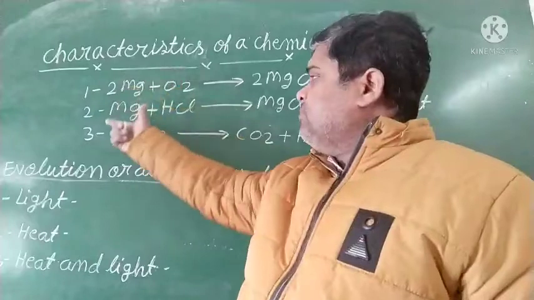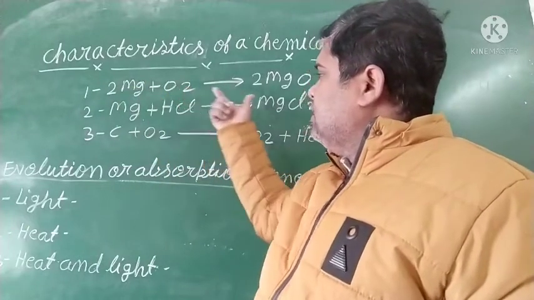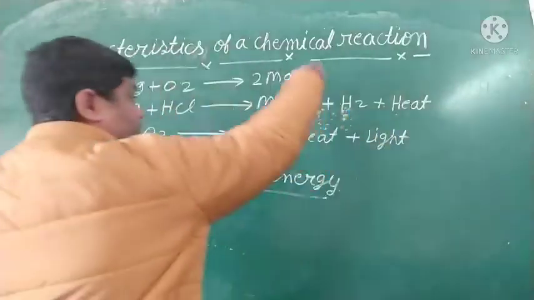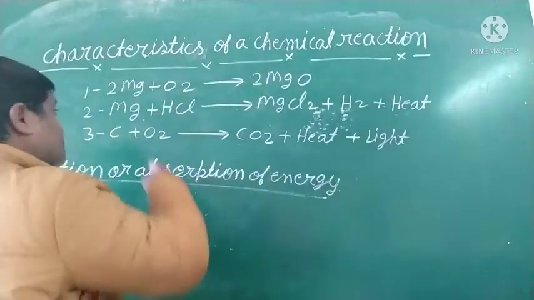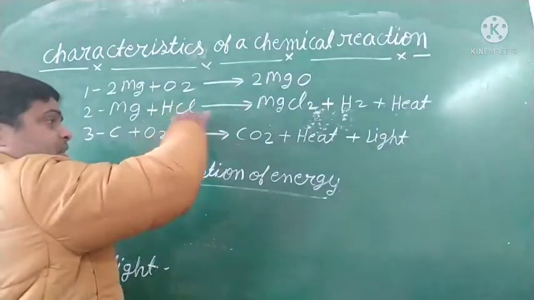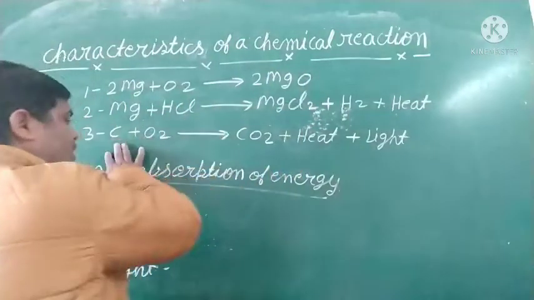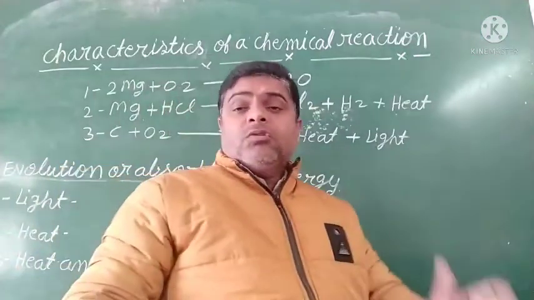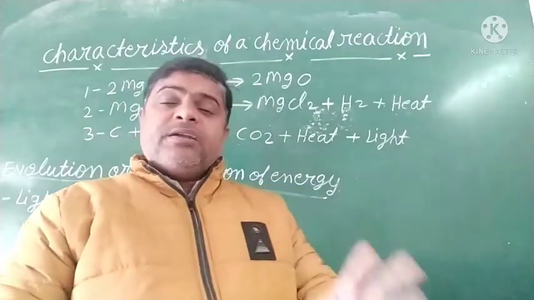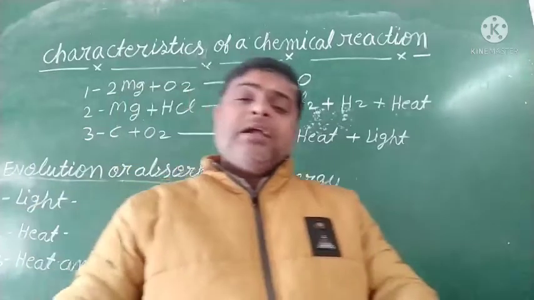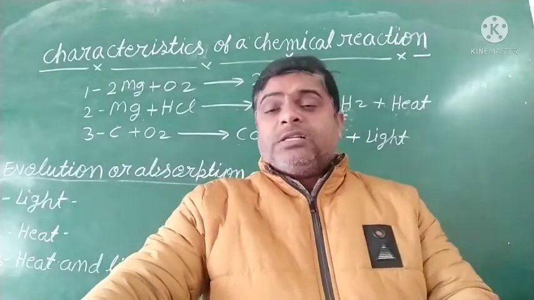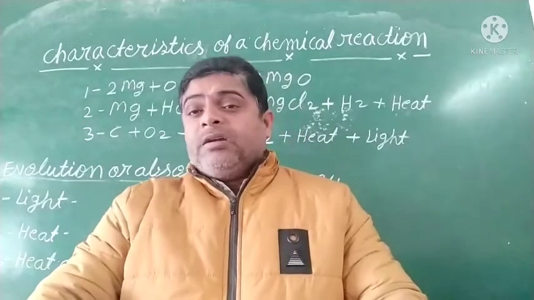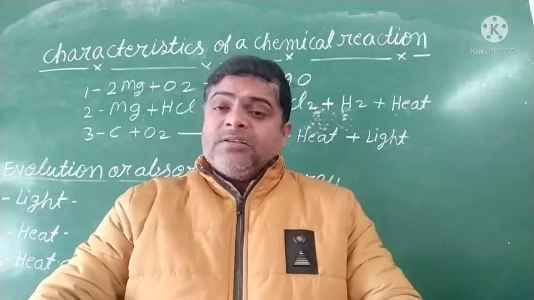Magnesium reacts with oxygen, it releases light. When magnesium reacts with acid, it forms heat. And when carbon, in the place of carbon you take wood, charcoal, petrol, diesel, when it burns, it releases heat and light both. Okay, student. So these are some points about the chemical reaction. Okay.